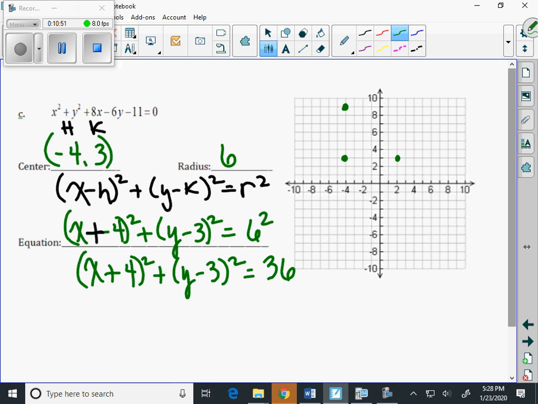From the center, we're going to go down. 1, 2, 3, 4, 5, 6. And then we're going to go left 6. 1, 2, 3, 4, 5, 6. Do the best you can to draw a circle.